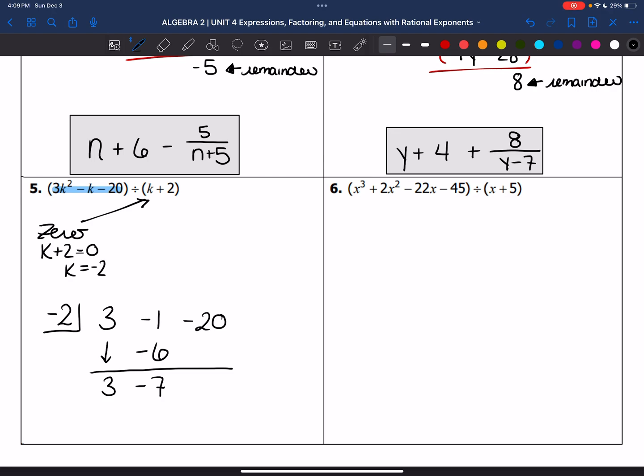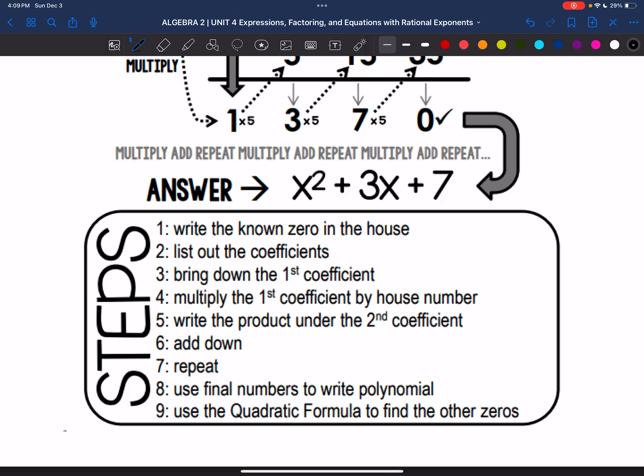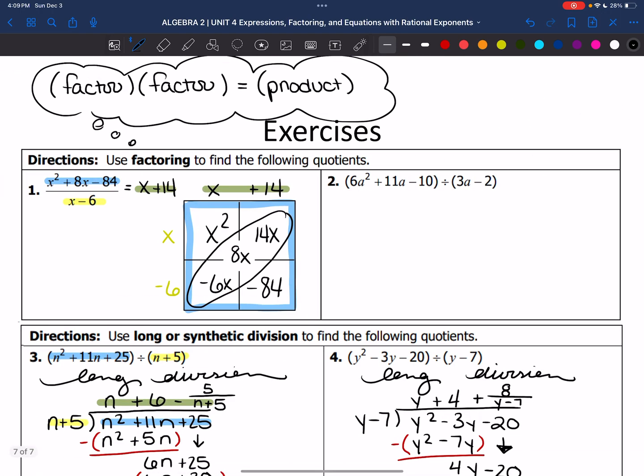-2 times -7, that's going to be a 14. And then once again, we add in this column. That's going to give us a -6. Okay, so now we finished that. Now we're going to use the final numbers. We actually just did steps 5, 6, and 7. Use the final numbers to write out your polynomial.